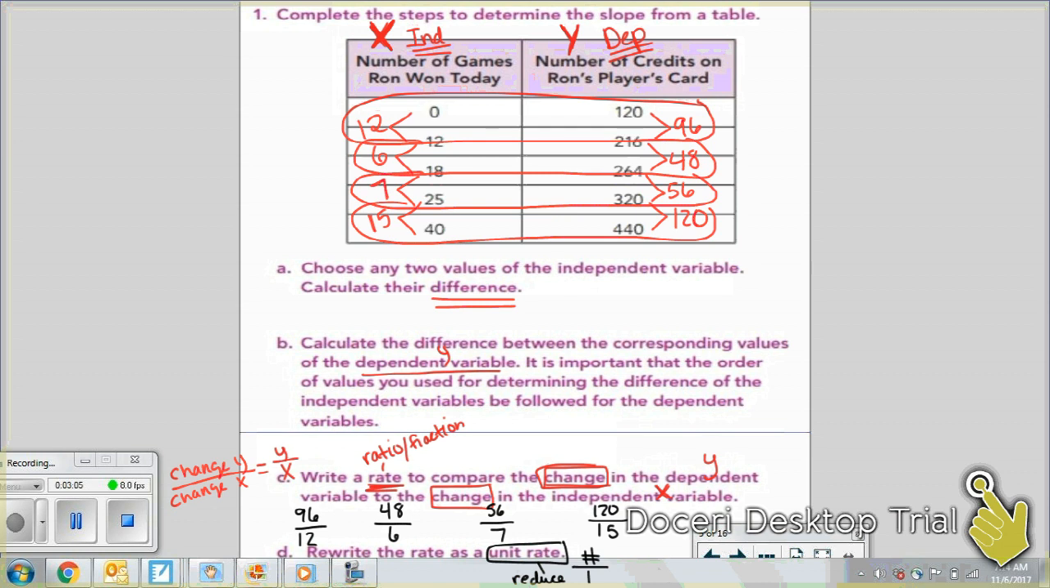Okay, the next step I would like for you to do, so hopefully you have your unit rates for all of these, is to share. You're going to partner share for a second anything you notice about all of these rates. I'm going to give you about 10 seconds. Just share with your partner anything you notice about all of these unit rates. Go.